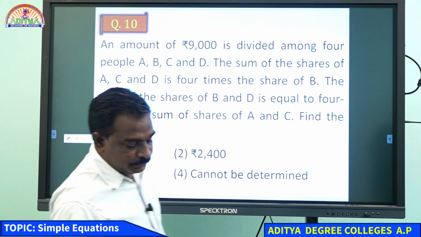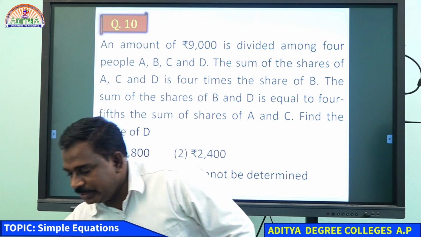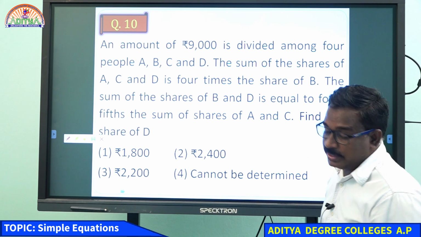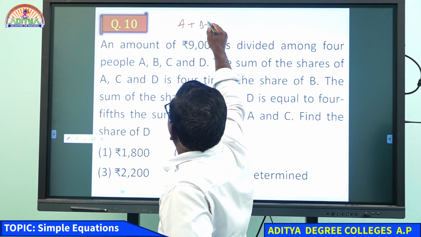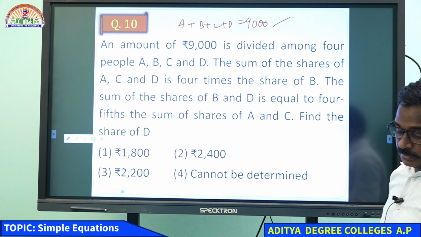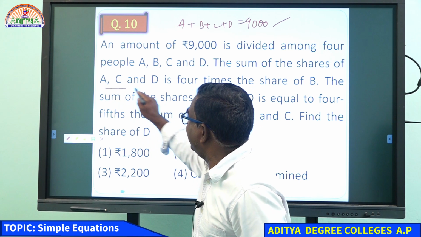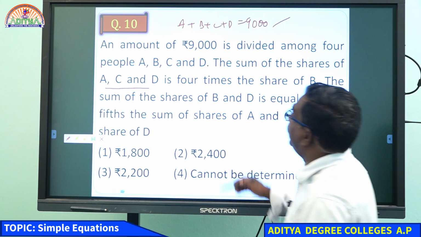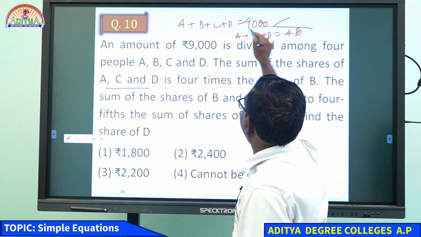We can discuss now. What is the first condition given there? The first condition is that an amount is divided among 4 people, A, B, C, D, and A plus B plus C plus D is 9,000 rupees. That is very clear. And what is the next condition given? The sum of the shares of A, C, D is 4 times the share of B: A plus C plus D equals 4 times B. This is another condition.